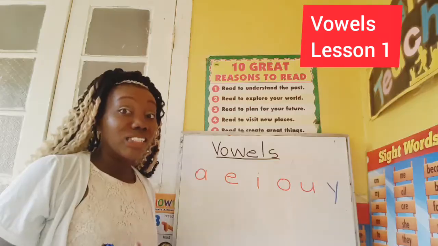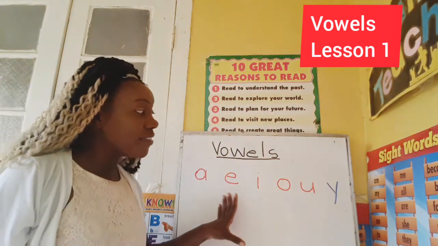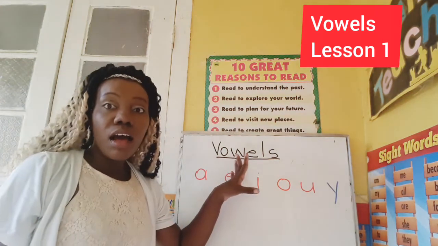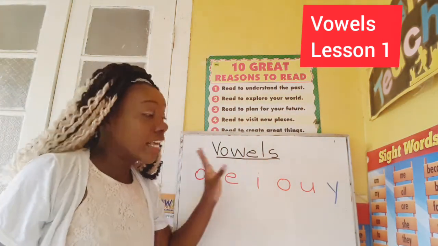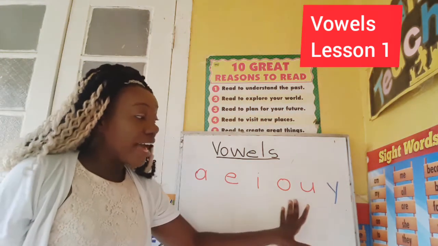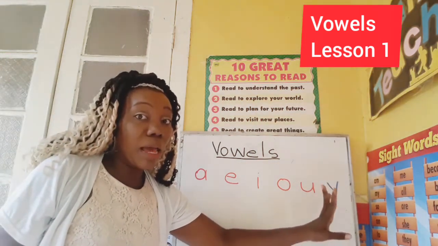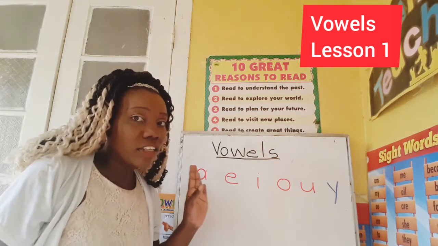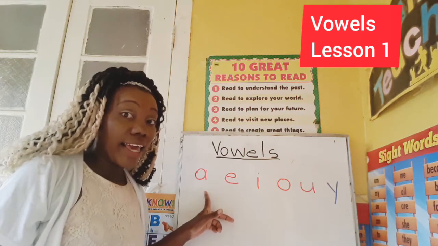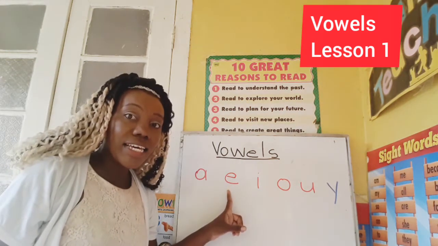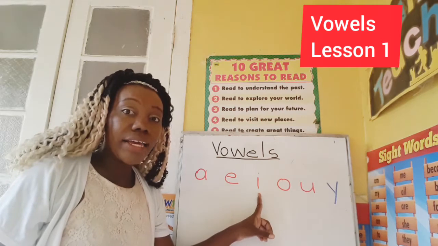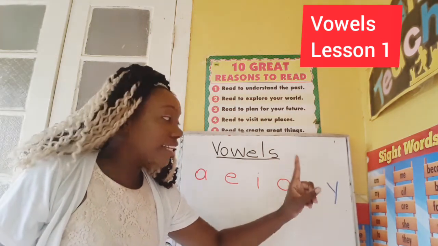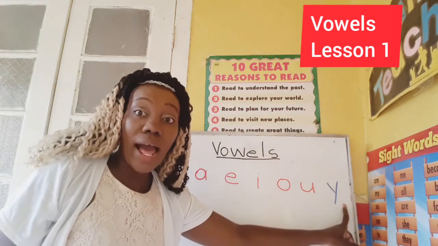So boys and girls, here we have the important letters. And they are called vowels. And here we have them, 5 of them, and an additional one that makes 6. Now, do you want to say the name of the vowels? Let's call the name. A, E, I, O, U. And sometimes there is Y.